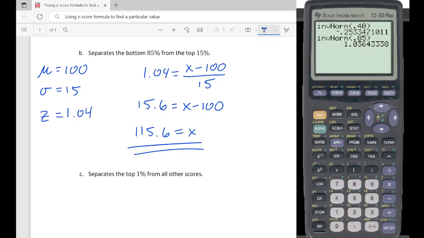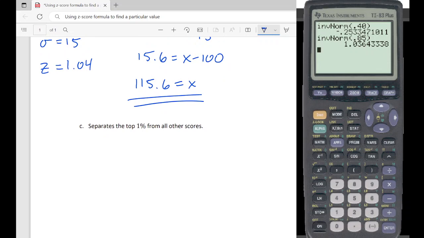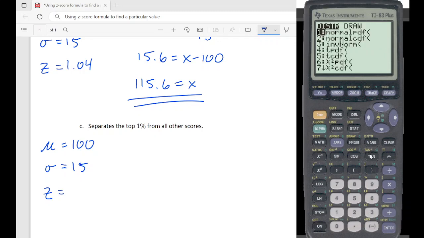Now those were nice because they tell you what the bottom and top are, but this one is just saying what separates the top 1% from all other scores. This one doesn't tell you, so you've got to kind of logic it out. We still know that our mean is 100 and our standard deviation is 15, and we've got to find z. What separates the top 1% from all other scores? Well, if the top 1% is just 1%, that means everything underneath it has to be 99%. So, second VARS, number 3 for inverse norm, and we're going to do the bottom 99%.